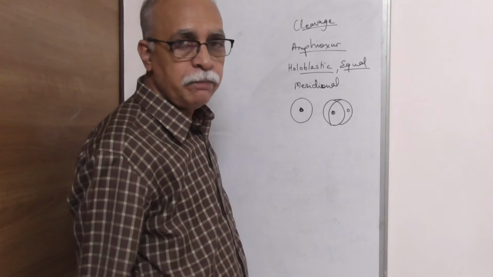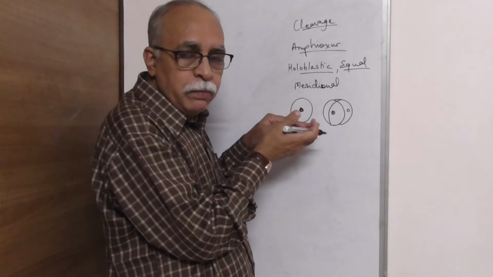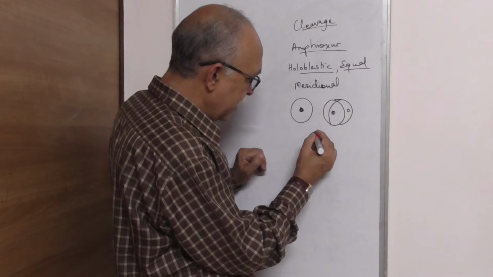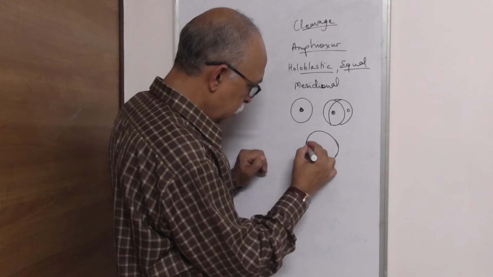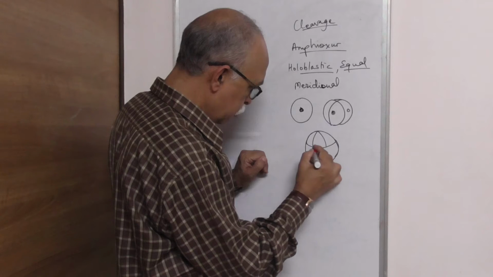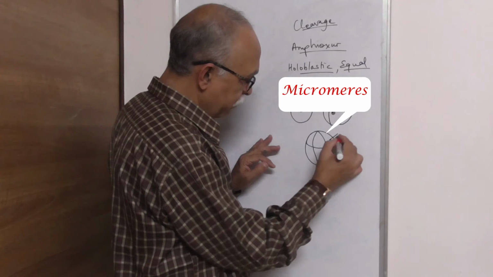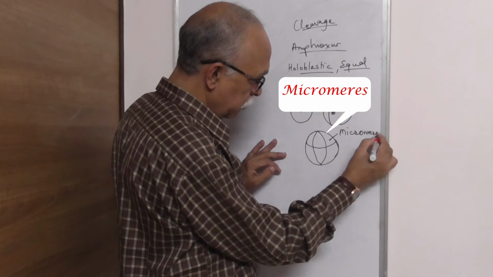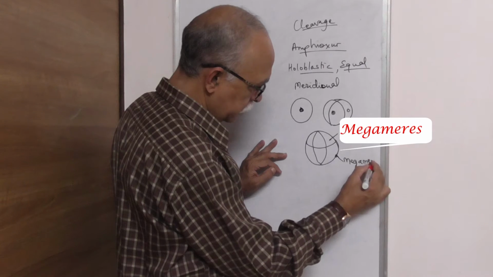Third cleavage is horizontal, but it is slightly above the equatorial plane. So the cells thus formed would not be exactly of the same size and shape. Slightly above the equator. So we can identify these as micromeres and these as megameres.